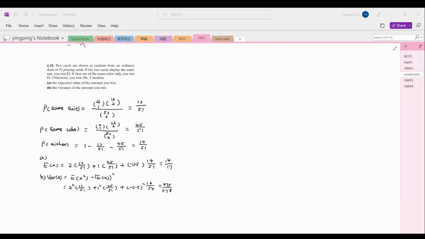Okay. All right. So same suit, I understand. We have 4 suits. Same color means we have 2 colors, black and red. Got it. 2 black and 2 red. But they do have an intersection, right? Same suit and same color. For the question, it says they are only the same color only. Oh, okay. I see. I see.